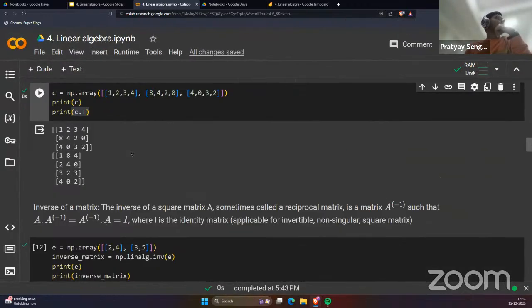I assume you can see, but I will still increase the size. It's better. If anything is not visible, or if you're not able to hear me, just let me know.